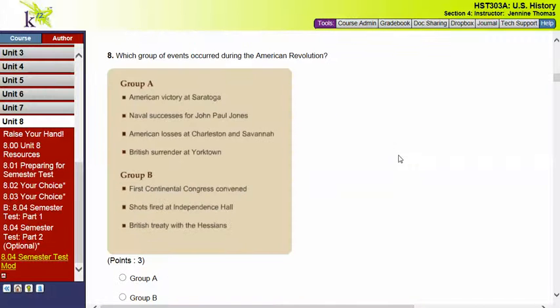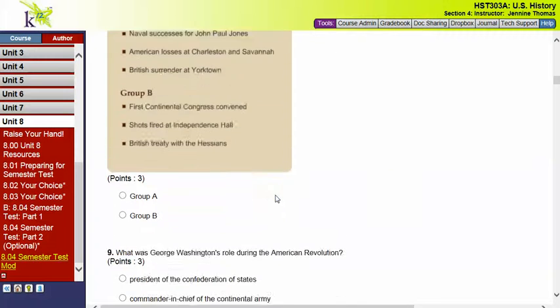Number 8, which group of events occurred during the American Revolution? Group A, American victory at Saratoga, naval successes for John Paul Jones, American losses at Charlestown and Savannah, and British surrender at Yorktown. Or is Group B the better fit here? First Continental Congress convened, shots fired at Independence Hall, and British treaty with the Hessians. Is it Group A or Group B that would fit a group of events that occurred during the American Revolution?